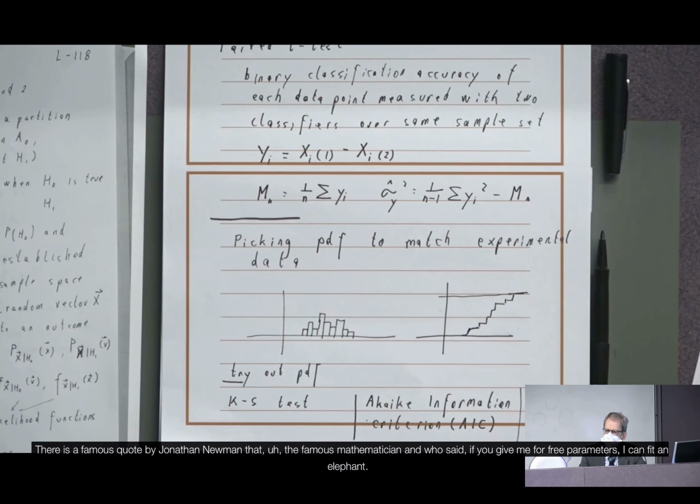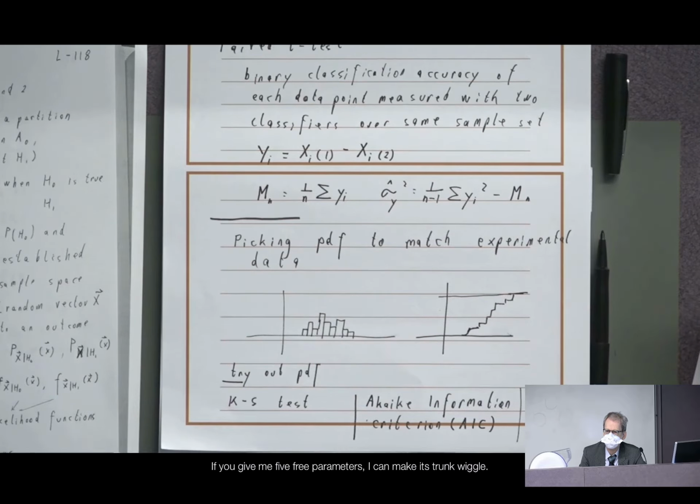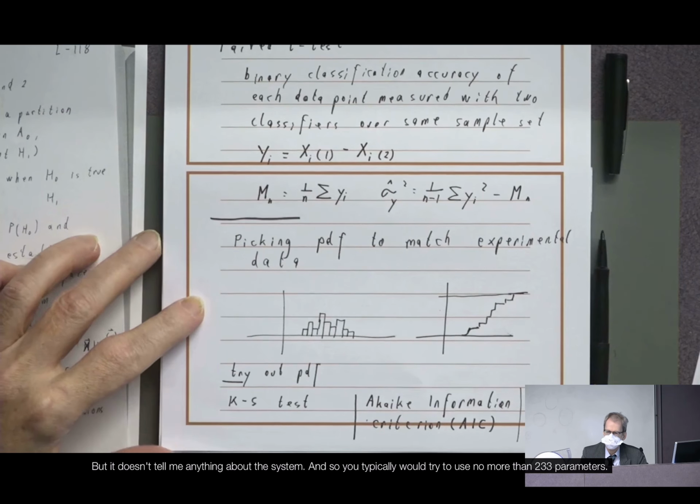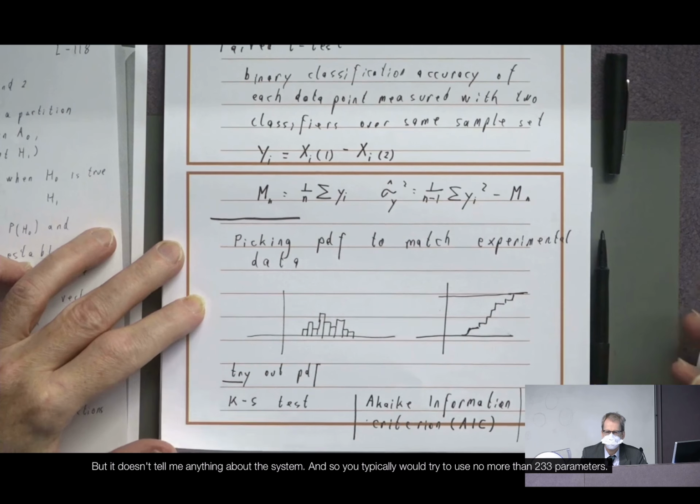There is a famous quote by John von Neumann, the famous mathematician. He said, if you give me 4 free parameters, I can fit an elephant. If you give me 5 free parameters, I can make its trunk wiggle. And that really becomes a problem when you're trying to fit something. Yes, I give you an empirical curve, I can fit this down to an accuracy of 0.0001 if I just take a Gaussian mixture model with enough free parameters that every single experimental point becomes the basis for one of those underlying Gaussians. But it doesn't tell me anything about the system. And so you typically would try to use no more than 2, 3 free parameters.